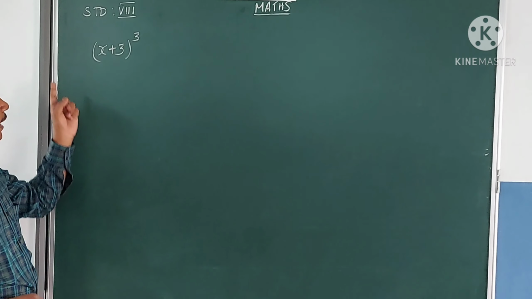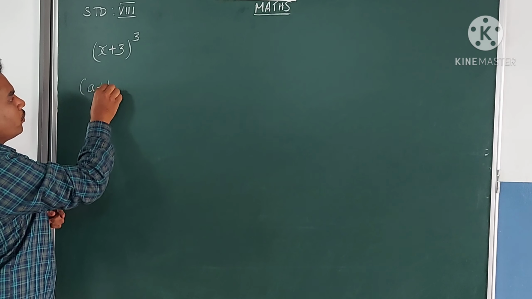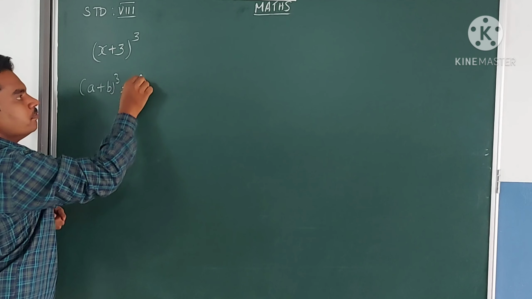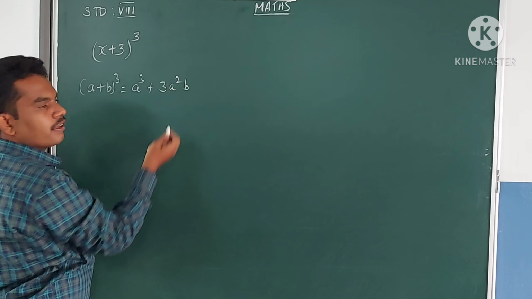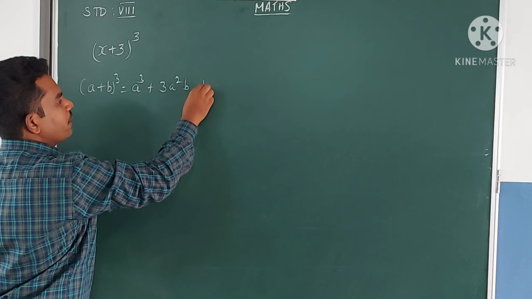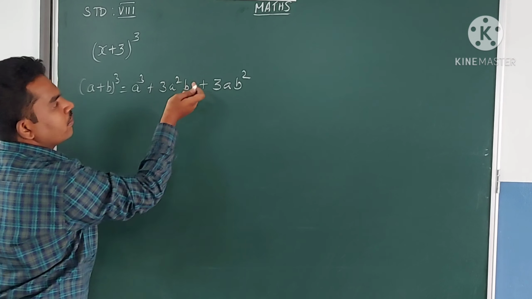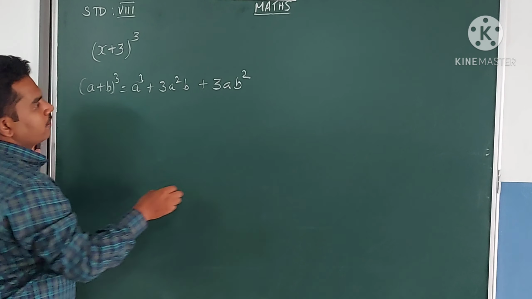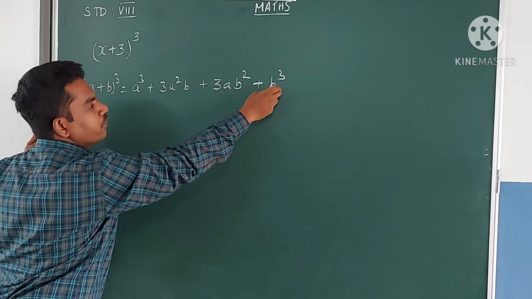It looks like (a plus b) the whole cube. What is the formula for (a plus b) the whole cube? a cube plus 3a square b, first a square, next term b square, 3a b square, replacing the squares, plus b cube. Here also a cube, b cube.